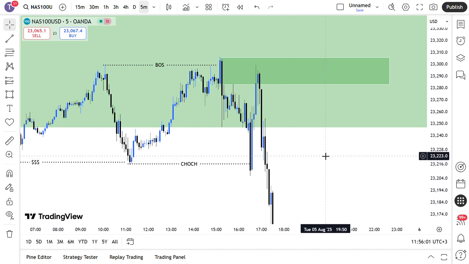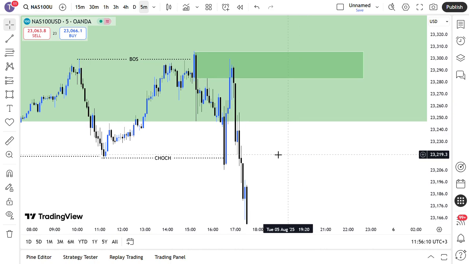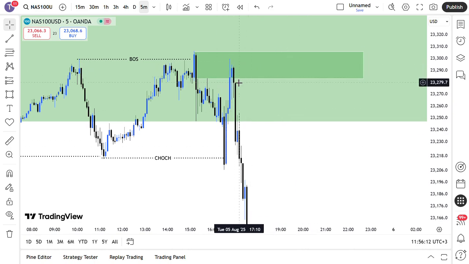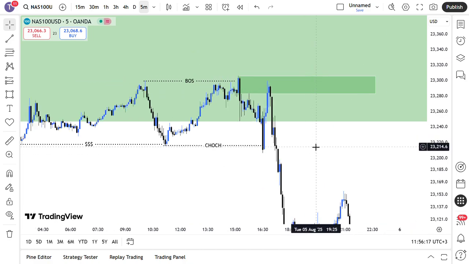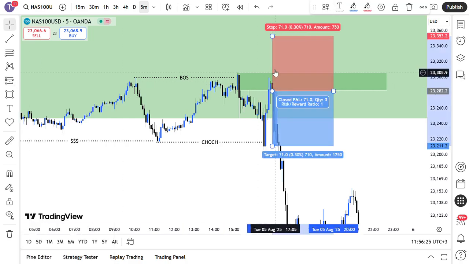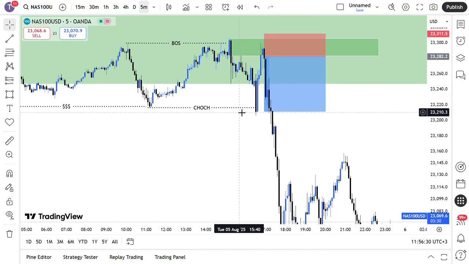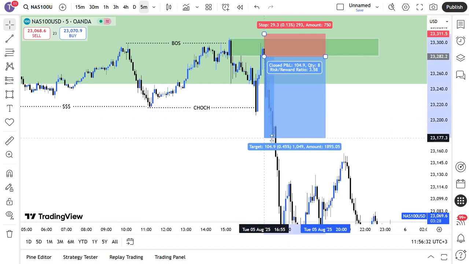I knew very clearly if the market will be willing to sell and have that selling pressure, the market will come back up to take the inducements before tapping into my limit order and then go straight to the downside. In this trade, I was having two trades, and the first trade I closed at 1:3 risk to reward ratio. So this was my stop loss, and then the take profit was 1:3.